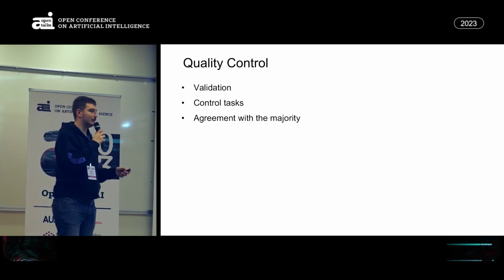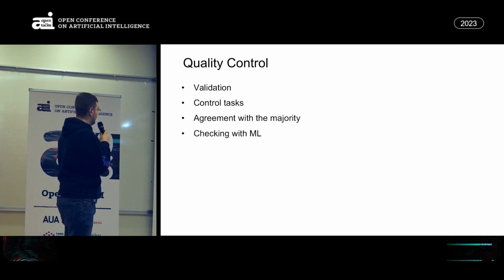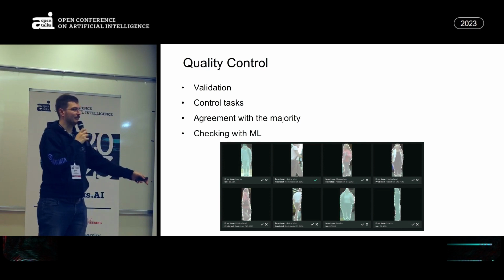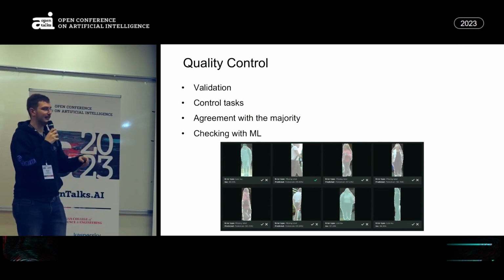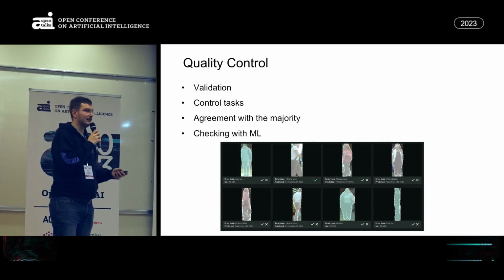But what if you have a neural network? That's really cool. You can look at the neural network's prediction and the annotator's prediction, and find cases where there is no agreement, thus identifying gross errors in data annotation.